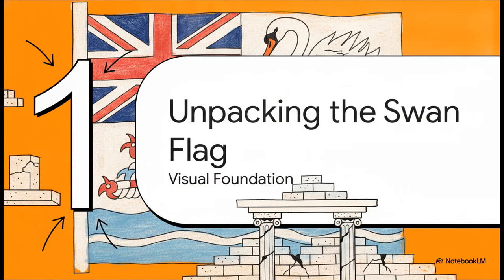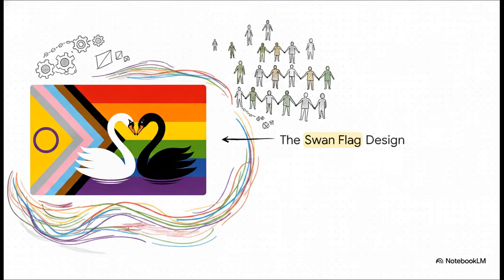Okay, Section 1. Unpacking the swan flag and its visual foundation. Looking at the core design, you've got those classic elements of the Progress Pride flag in the background, the rainbow stripes and the chevron, but overlaid right on top are two swans forming a heart. Now, before we get to the hidden economic meaning of those swans, our source material highlights an absolutely essential piece of civil rights representation embedded in the spectrum that we really need to define first.